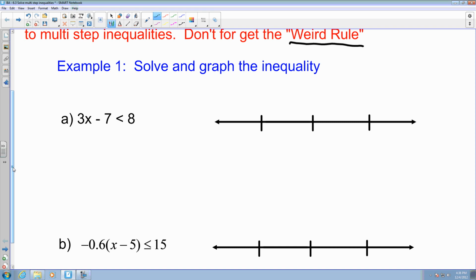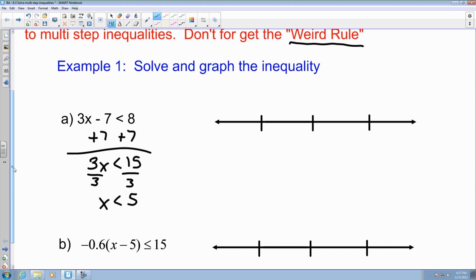So I'm still going to do the same things whether this would still look like 3x minus 7 equals 8. I'm still solving for x. The only thing that changes is that we have an inequality in there. So I'm going to add 7 to both sides, because the first thing you do is work with the non-variable numbers. So that gives you 3x is less than 15. Next, I'm going to divide by 3, which then gives me x is less than 5.